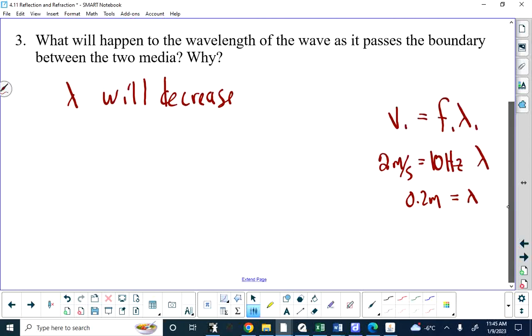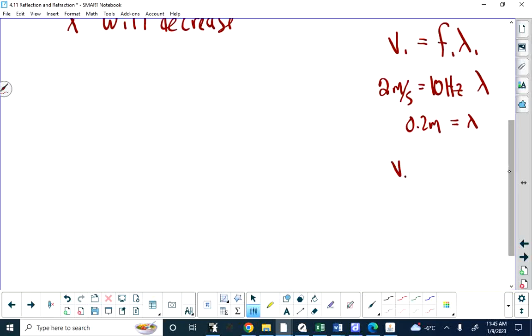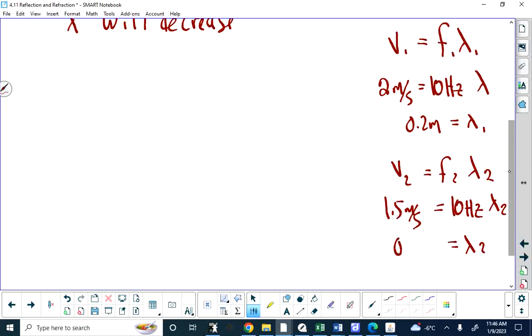Well, what about medium 2? Well, if we say that medium 2 is more dense, then maybe it's only traveling at 1.5 meters per second in medium 2, because it's going slower because it's more dense. But the frequency is still determined by the fact that my toe is moving at 10 times per second. And now what I get for lambda 2 is 0.15 meters, so I get a shorter wavelength.